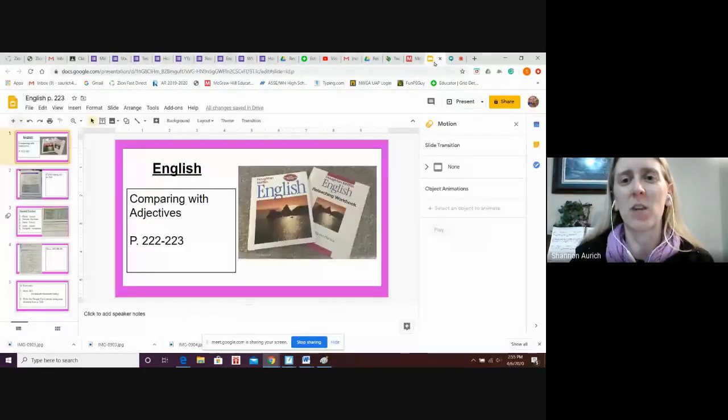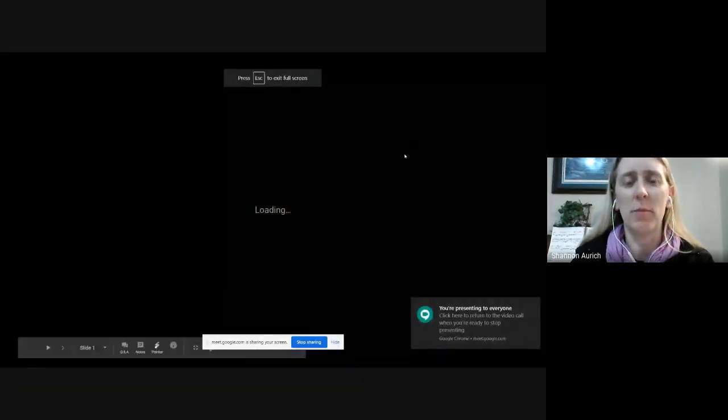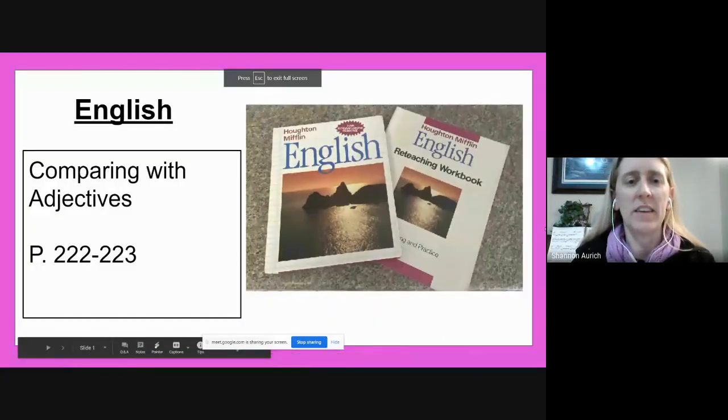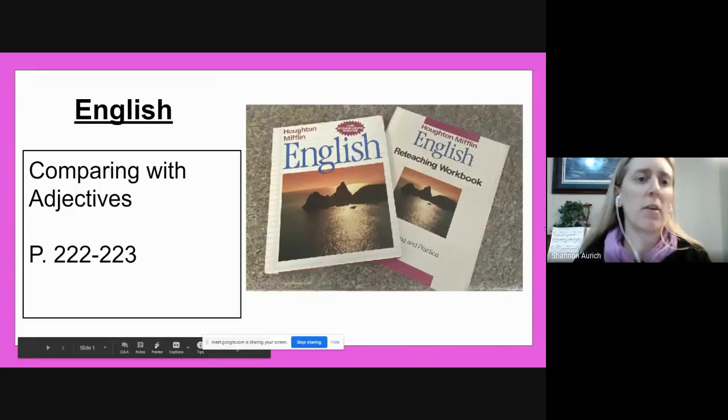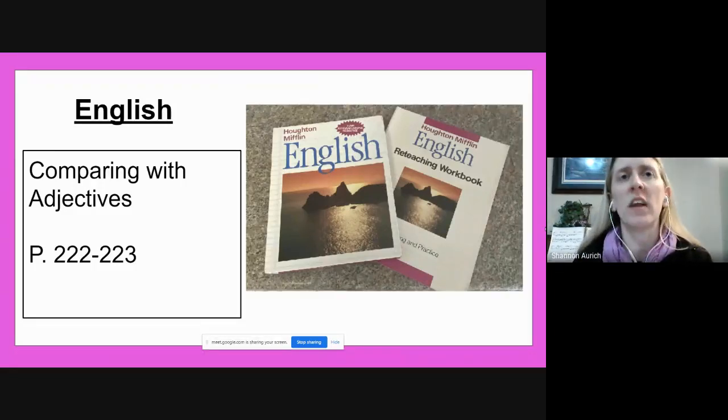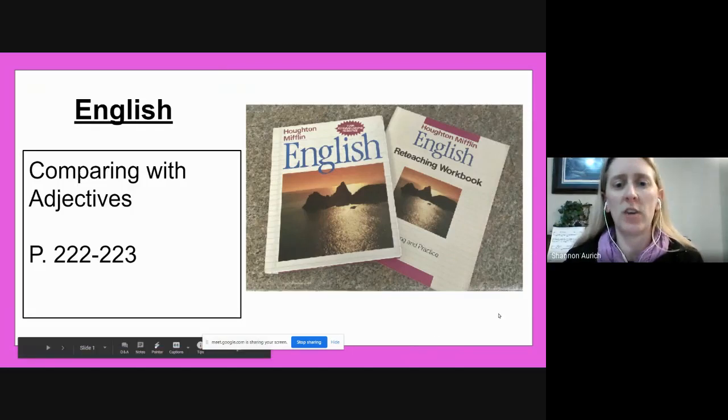It's time for English. Please take out your English book. All right, today we are doing comparing things using adjectives. So we're going to use some adjectives and we're going to compare some things. You will need just your English hardcover book for today. Open up to page 222.